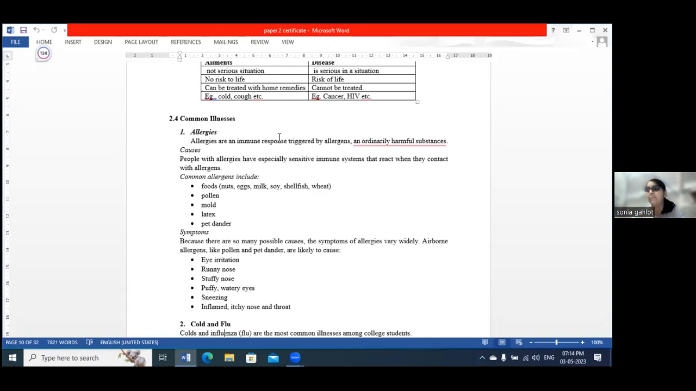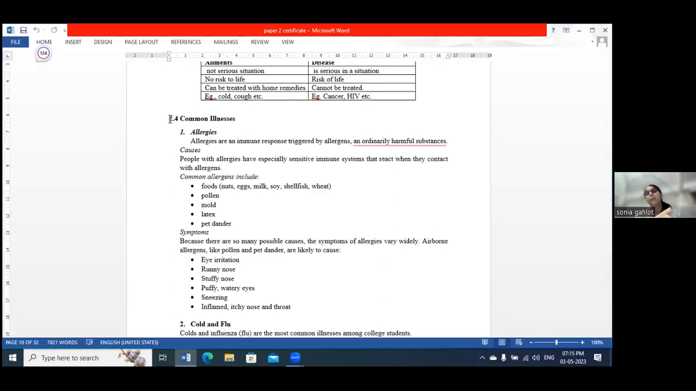Then I asked about the symptoms. What had happened to them? What treatment did they take? What treatment sir gave for that wheat allergy, and a lot more. So I will be discussing that case study with you regarding the wheat allergy after the chapter gets finished. So let us start with the common illness now. The first one we will be talking about is allergy.